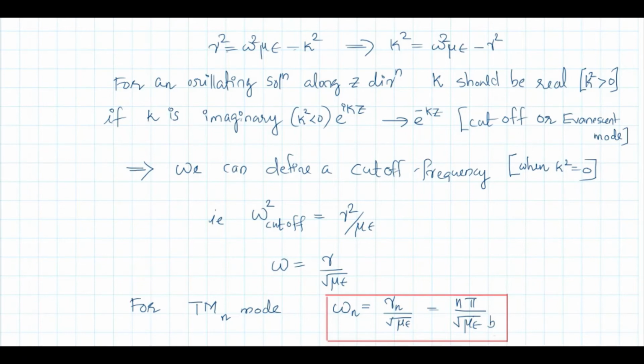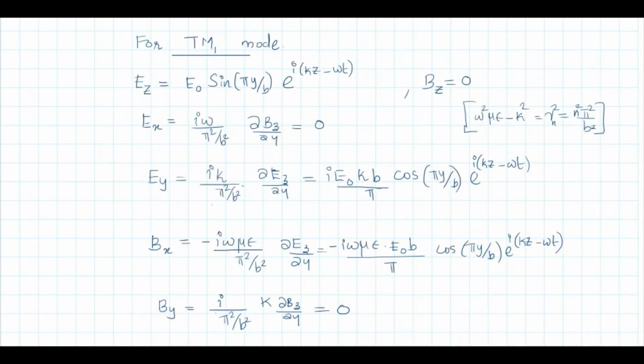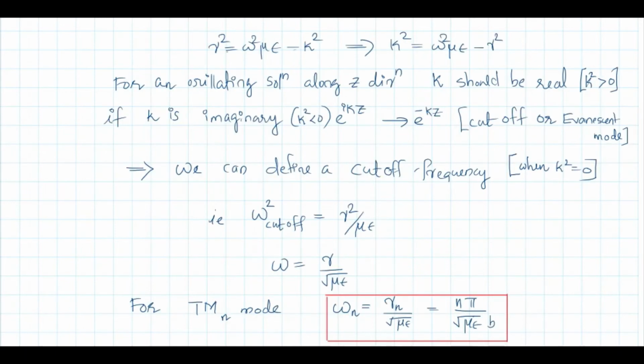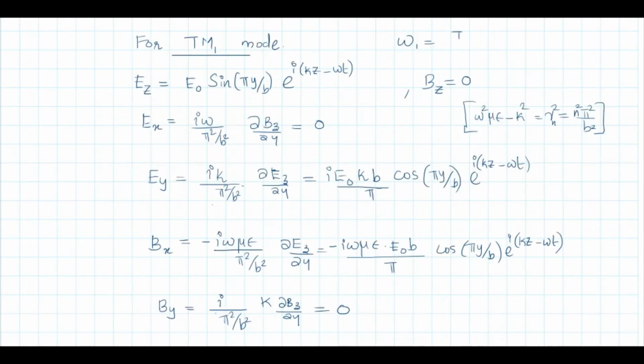So for the TM1 mode, you have the cutoff frequency as omega 1, put n equal to 1. It is pi divided by root mu epsilon into b. This is the cutoff frequency for the TM1 mode. b is the separation between the conducting plates. Pi is 3.14.